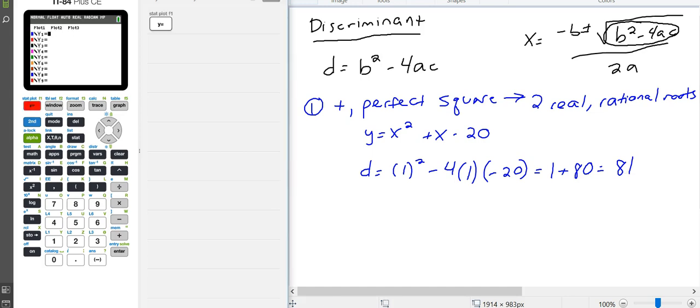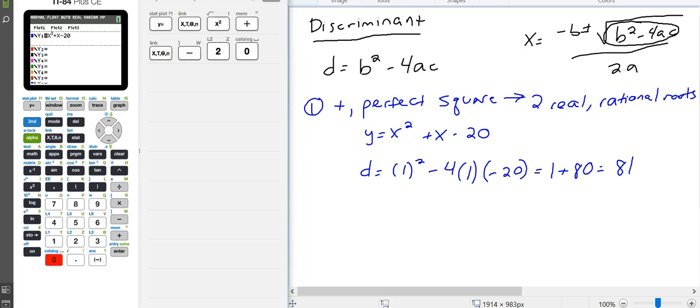We're going to graph y is equal to x squared plus x minus 20. And we can use Zoom 6 for Zoom standard. And we see that our parabola crosses the x-axis at two places, and we can have the calculator tell us if they're exactly on, it looks like it's going to be negative 5 and positive 4.